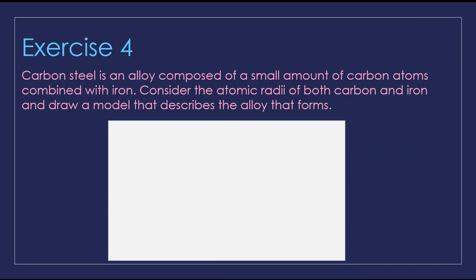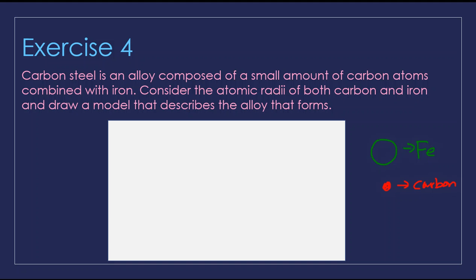All right, exercise 4. Carbon steel is an alloy composed of a small amount of carbon atoms combined with iron. Consider the atomic radii of both carbon and iron and draw a model that describes the alloy that forms. So basically, you would formulate some kind of key. Okay, here's going to be my iron, and little ones over here will be my carbons.